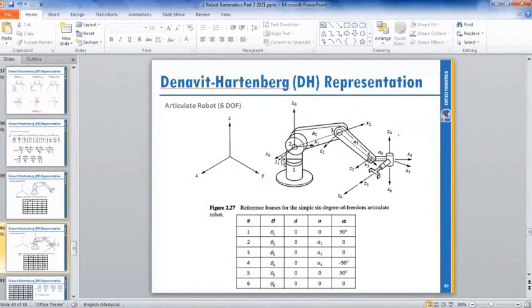Okay, from frame 1 to frame 2, you see z is parallel. Z parallel means there is no change, no rotation on x, because your z is parallel. But you need to see your x.